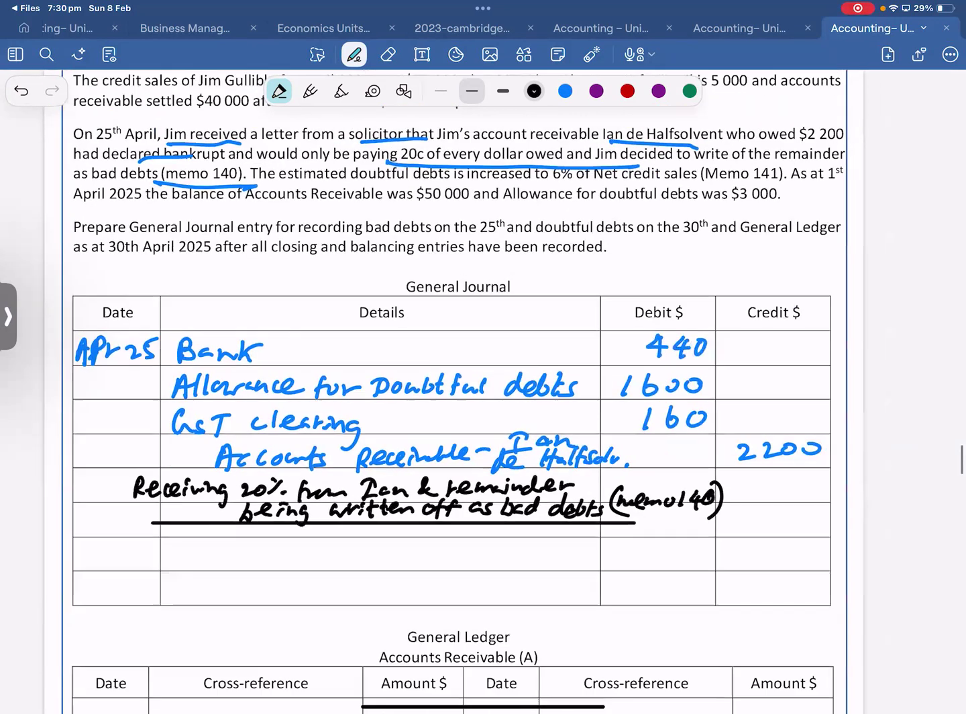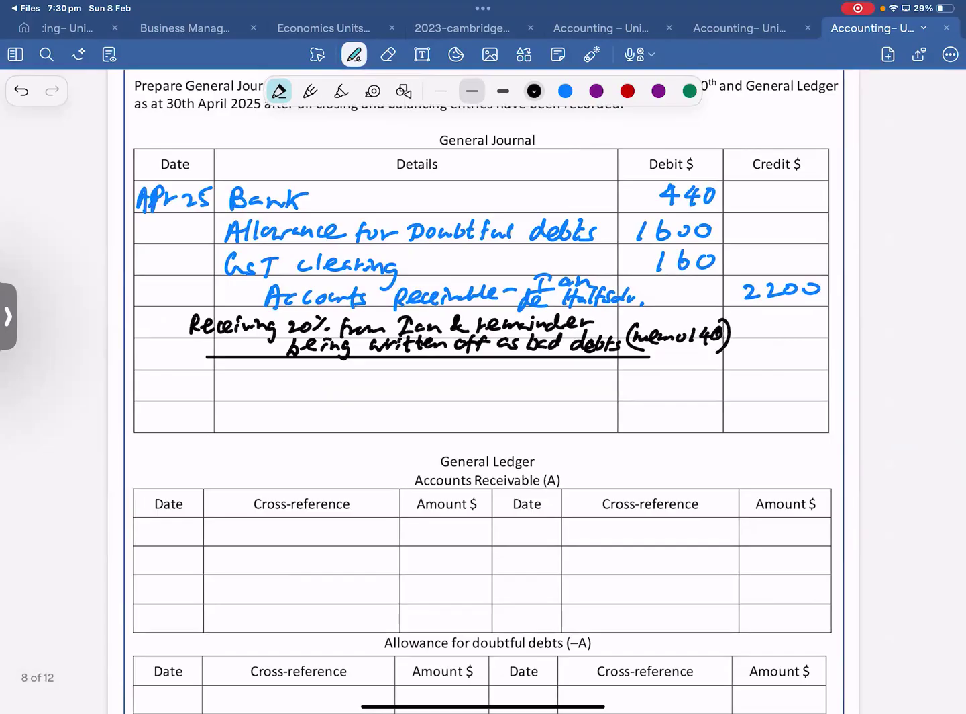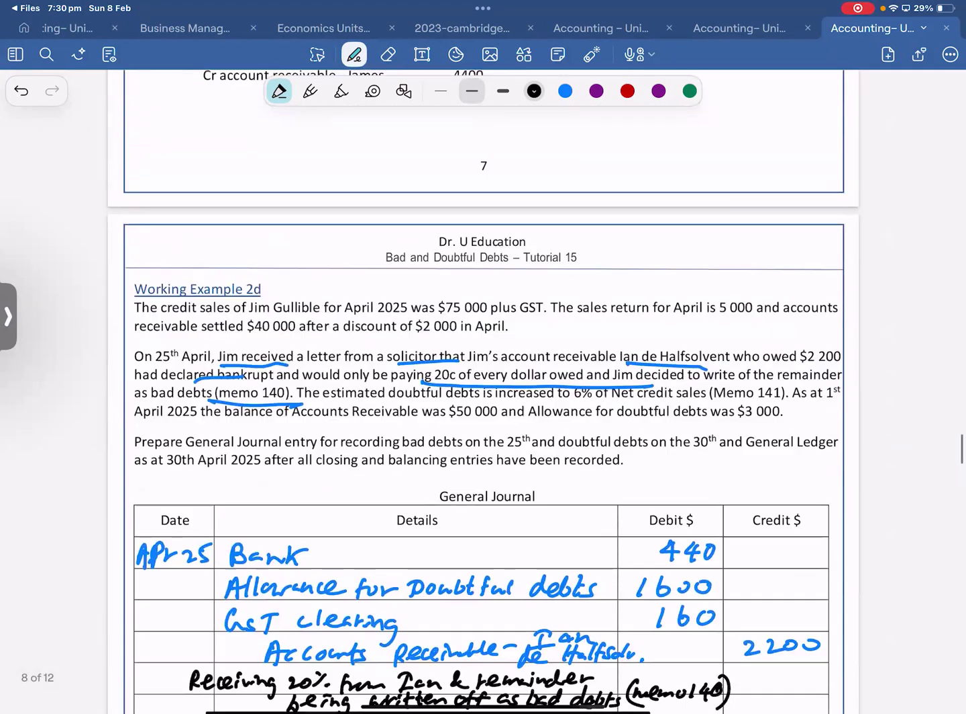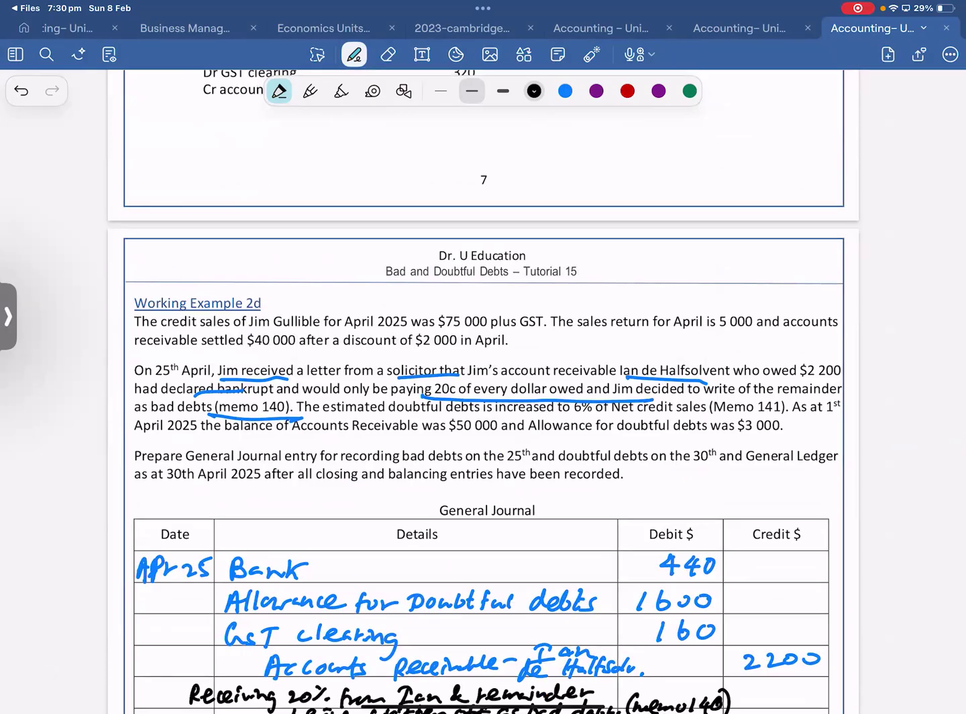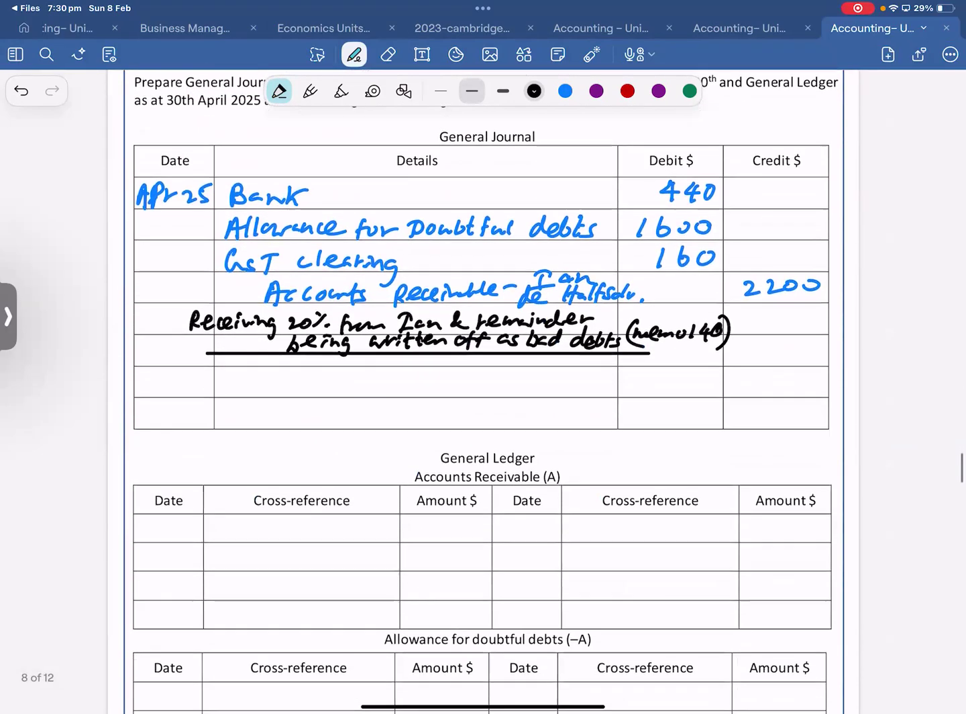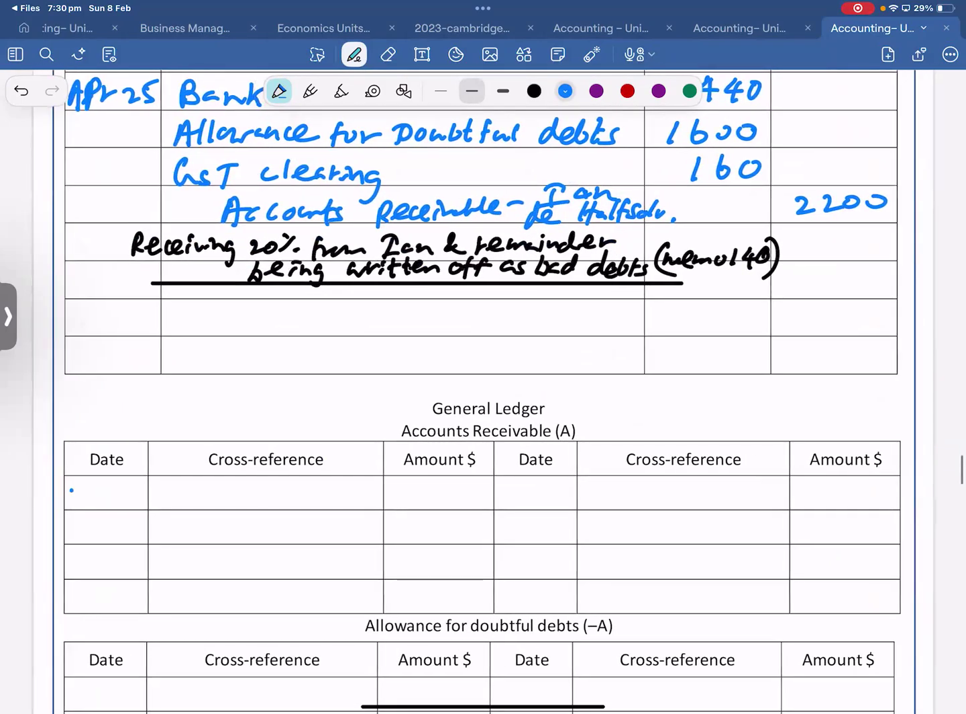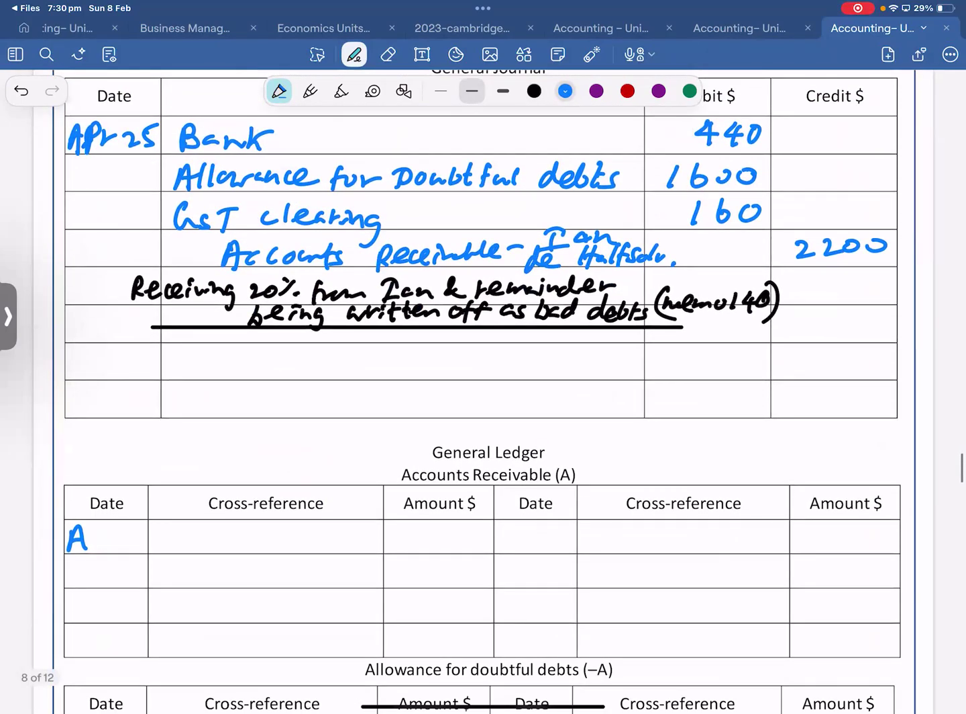Okay, then how do we do it, guys, in the ledger account? Opening balance, 50,000, yes? What's that number? Memo? Oh, 140. This one we call balance, 50,000. And then April 1st, April 25th. Yeah, we have three.